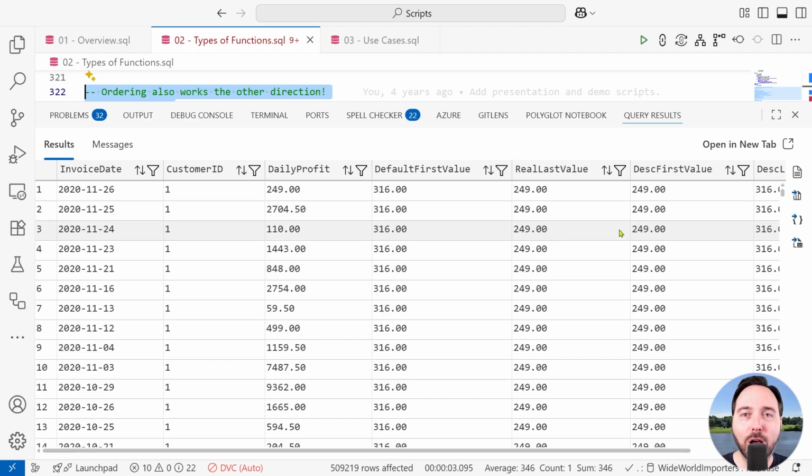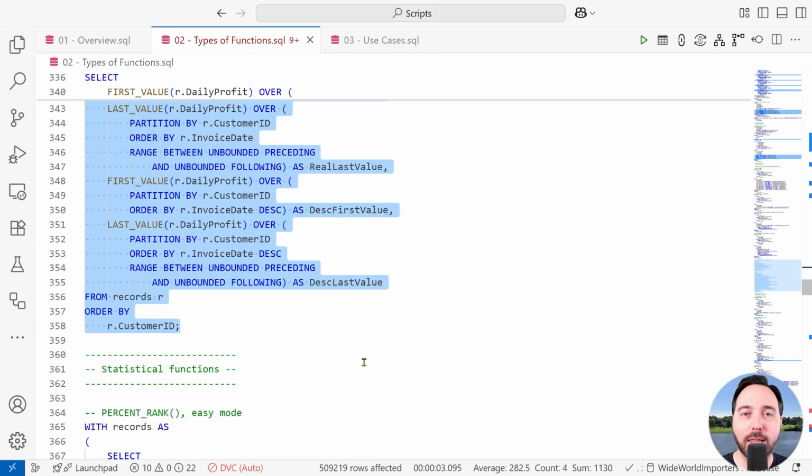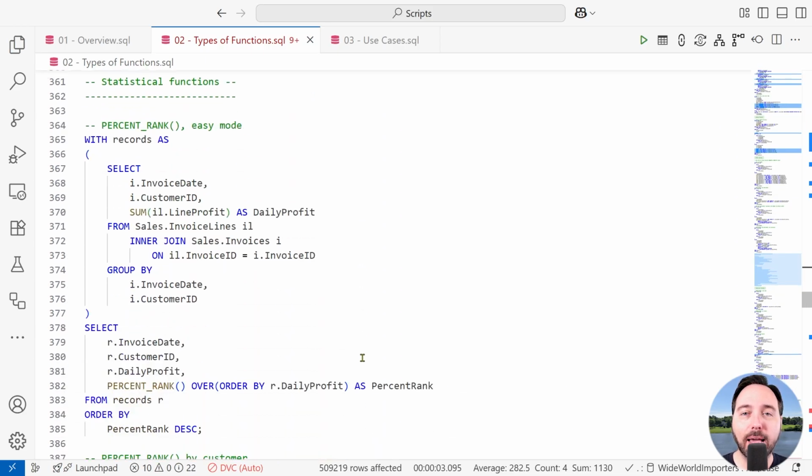Let's take a moment and talk about statistical functions in SQL Server. There are a few of them, and the easiest to understand is %rank. My starting data set is once again a summation of line profit by customer by date. The window function will operate over that data set.